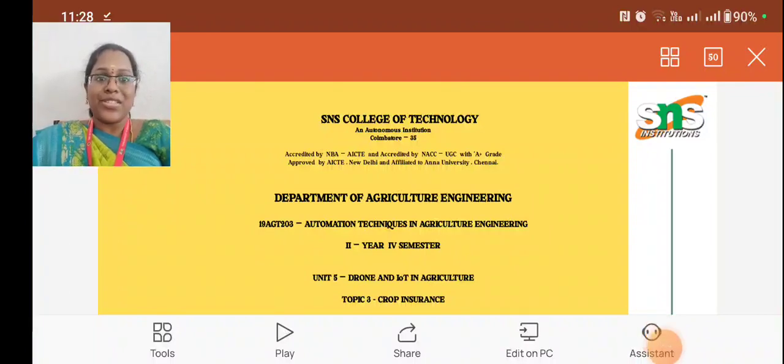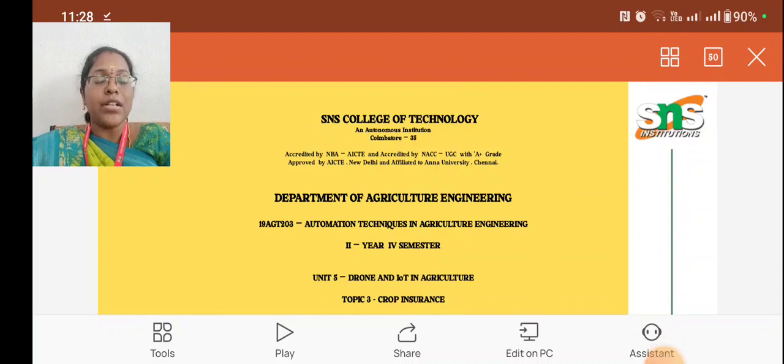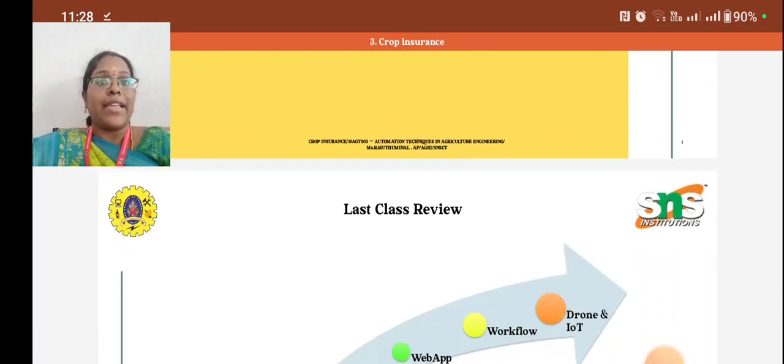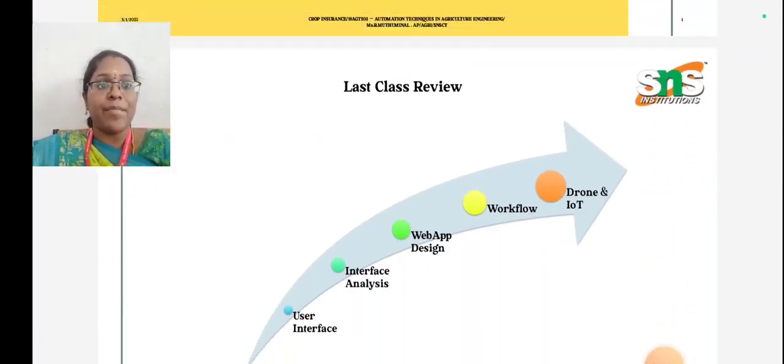Very good morning. Today's topic will be on crop insurance under the unit on IoT in Agriculture. This is the topic which I have picked from Automation Techniques in Agriculture Engineering. Before going into the session, I would like to have a small recap.